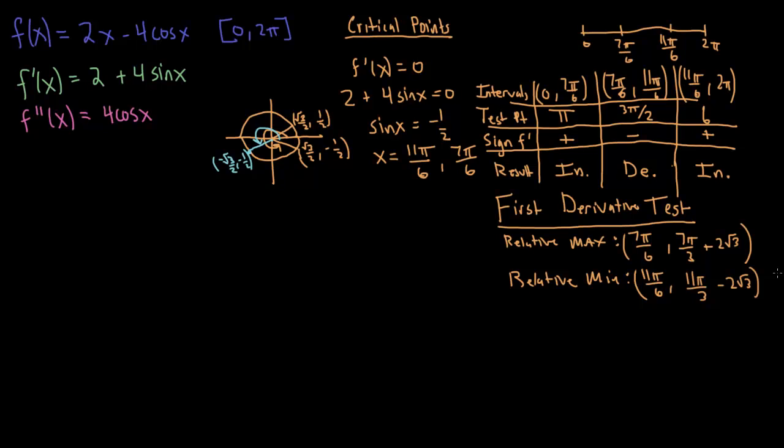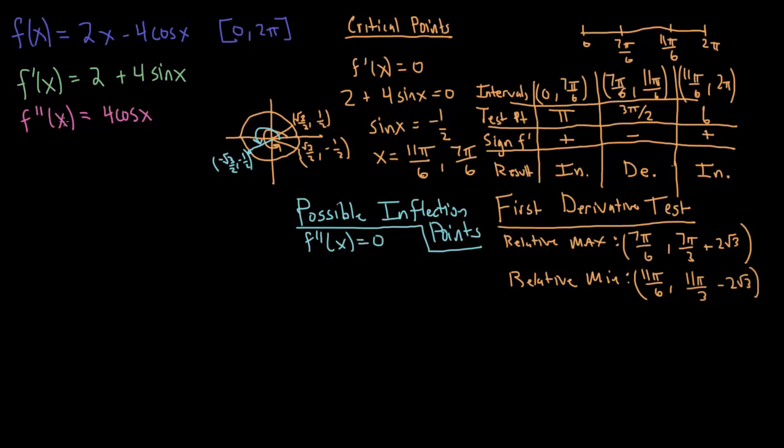Now let's look at the second derivative. That'll give us our possible inflection points. That is when we set f double prime of x equal to 0 and solve.